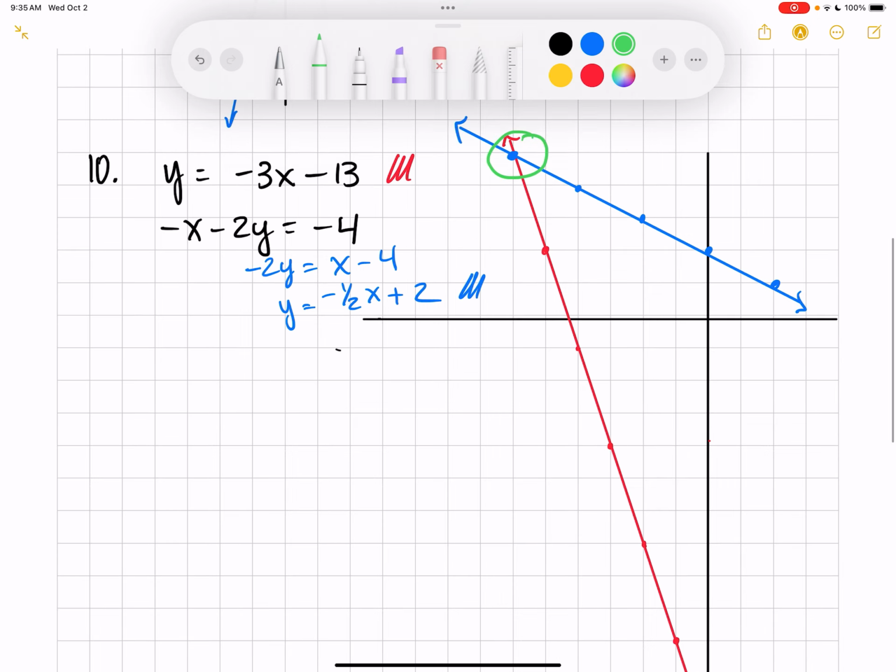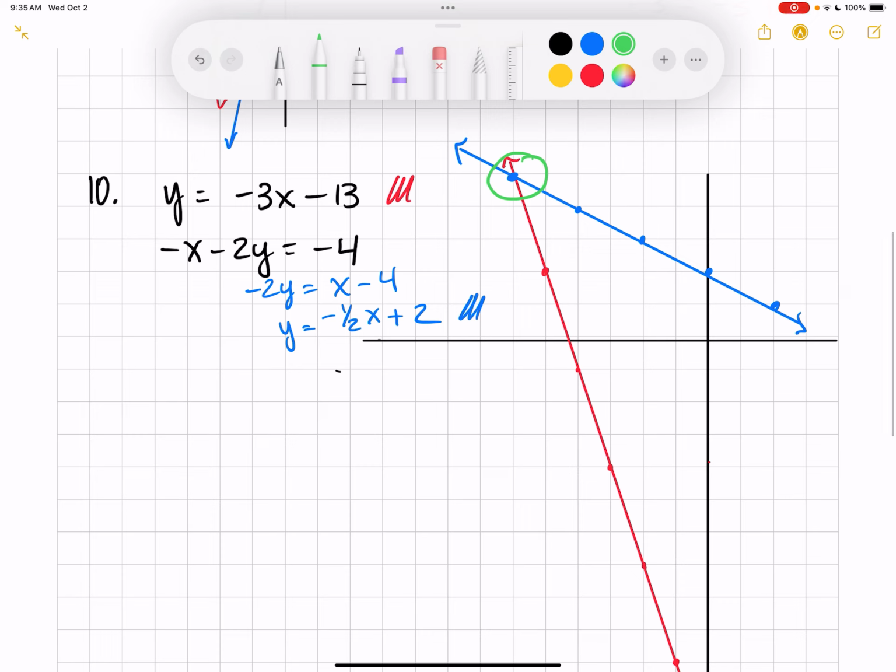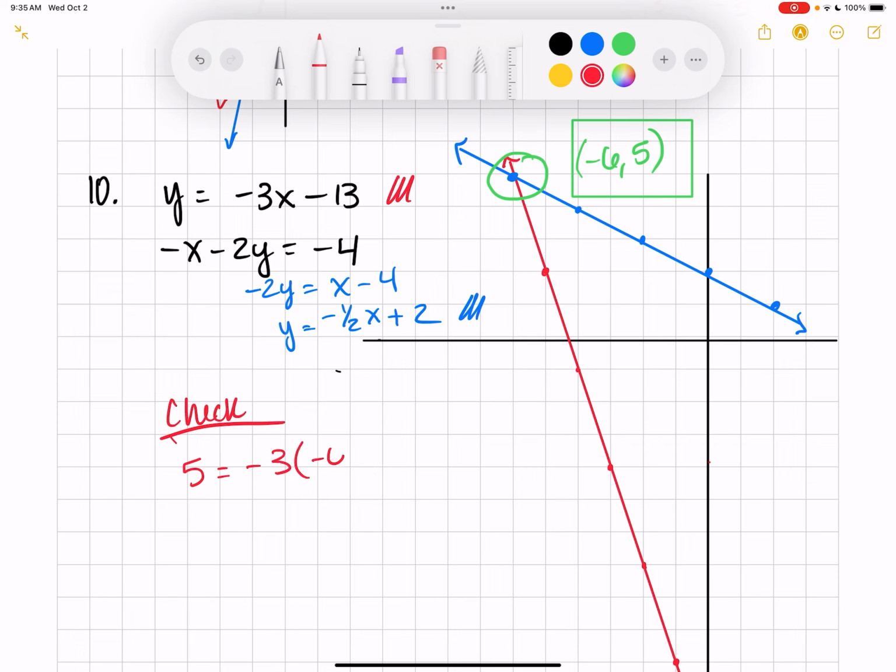All right, what is this point? Wait, 1, 2, negative 6, 5. Negative 6, 5. It's 5, not 6. We can check this by plugging it in. So I'm going to do 5 equals negative 3 times negative 6 minus 13. So 5 equals 18 minus 13, or 5 equals 5.